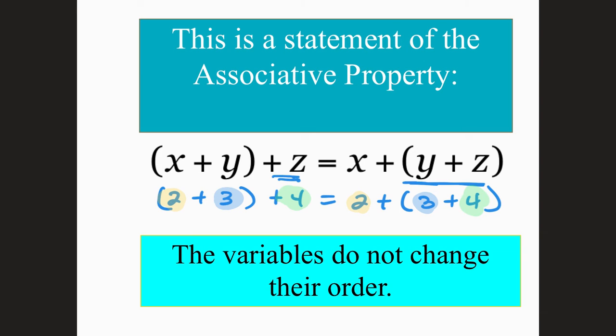Again, I have 2 in the first. Now I have 3 being the second term. And I have 4 here being the third term. They are in the exact same spot. What's different here is that they're associating, or they're grouping differently. Here I have 2 and 3 grouped together, and here I have 3 and 4. So the variables or the numbers didn't change here. The terms stayed exactly in the same spot. They just are grouped differently.